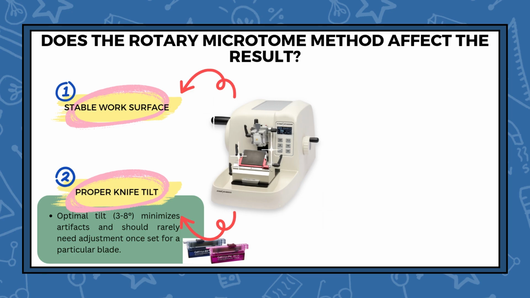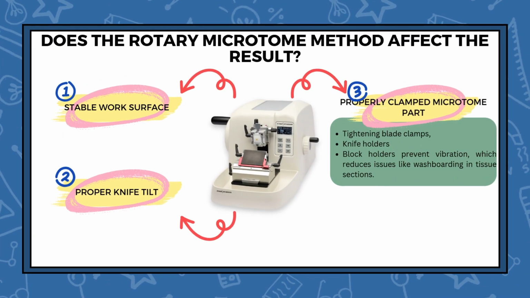Second, proper knife tilt or clearance angle is indeed an important factor that affects the quality of the microtomy result. The clearance angle should be set to 3 to 8 degrees depending on the blade used. Once properly adjusted, this angle should rarely need changing as it optimizes cutting and reduces artifacts.